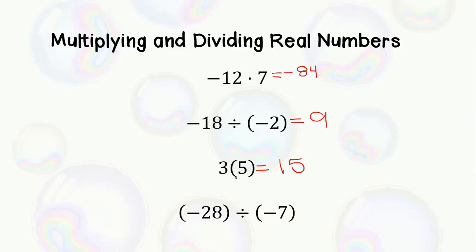Notice how I'm representing multiplication with just parentheses. We're going to use that a lot more commonly than this dot. We're going to use parentheses more for multiplication in Algebra 1, and as you're furthering in your math career. Negative 28 divided by negative 7, well, they're both negative, so 28 divided by 7 is positive 4.